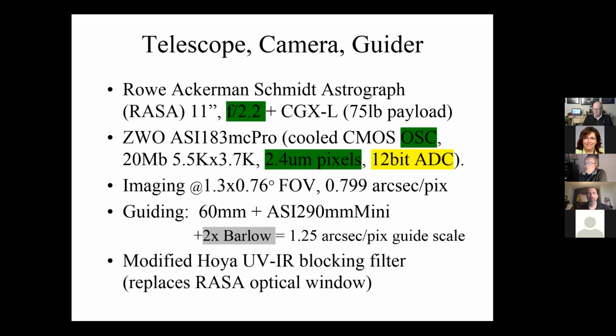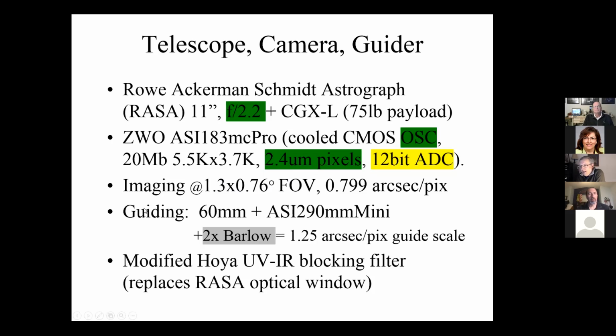And so I went out and selected the 183 MC Pro. The reason why I did that was because it's a one-shot color, and I'm an impatient observer. And it's got the smallest pixels I could buy, 2.4 micron pixels. The weakness of that camera is that it has a 12-bit ADC, and that's definitely going to affect our strategy. So I'm imaging at 1.3 by 0.75 degree field of view, and the plate scale is 0.8 arc seconds per pixel.